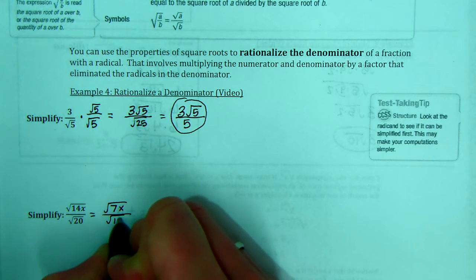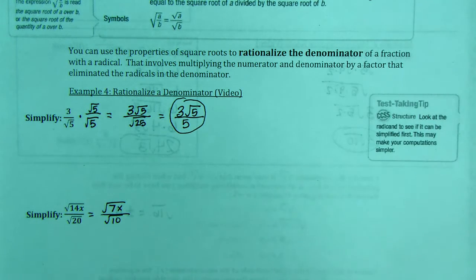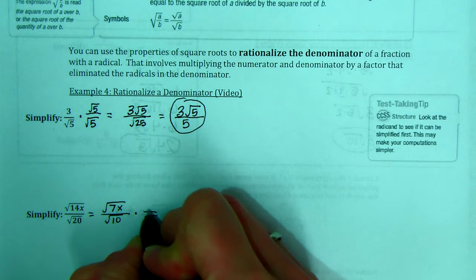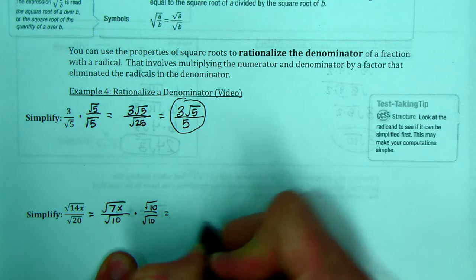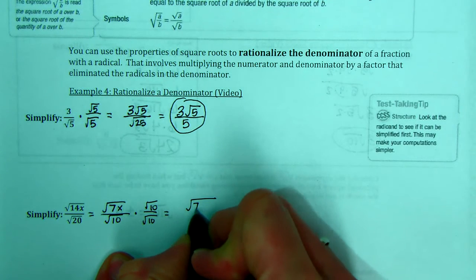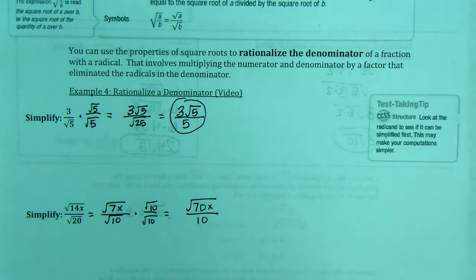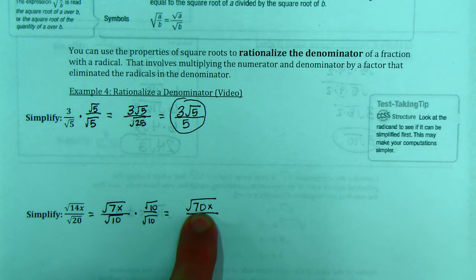And now you can take them times the square root of 10 over the square root of 10. In the numerator, kind of ugly, square root of 70x. In the denominator, 10. Now, we also have to think, can we factor anything? Is there any perfect squares I can take out of 70? Well, 2 is not, so 1, that doesn't help me. So 4 does not go into 70.